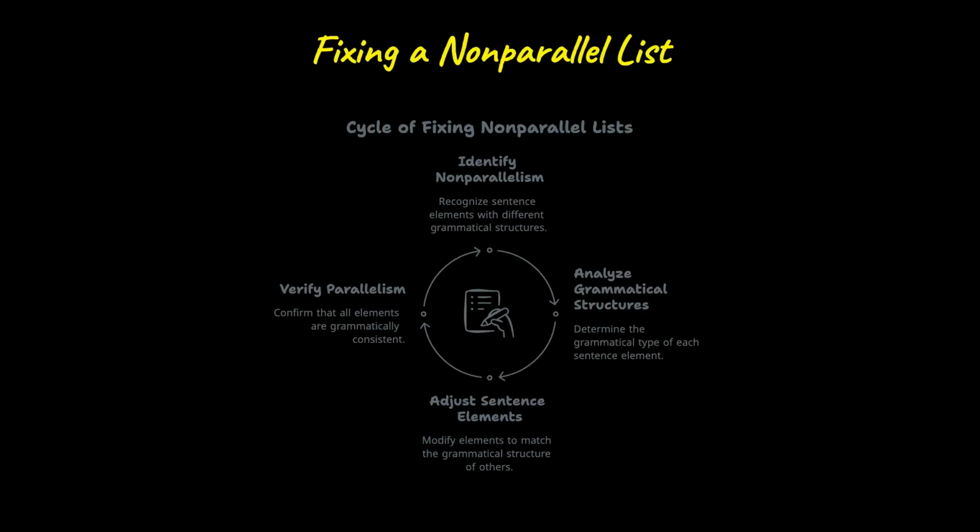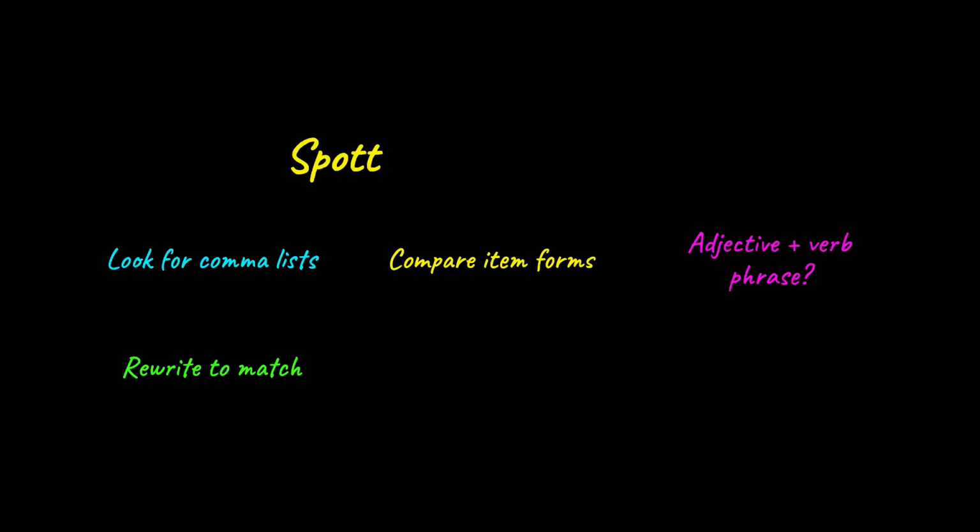The first two items are adjectives. The third is a verb phrase. The fix is simple. Rewrite the third item as an adjective: patient, knowledgeable, and clear. All three now share the same form, and the sentence reads smoothly.